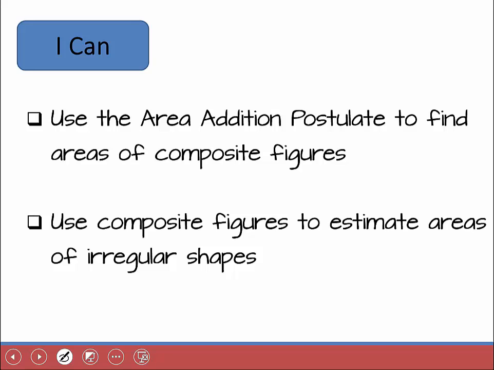So you should be able to use the area addition postulate to find the areas of composite figures, and then do the thing that we just did to estimate some areas.